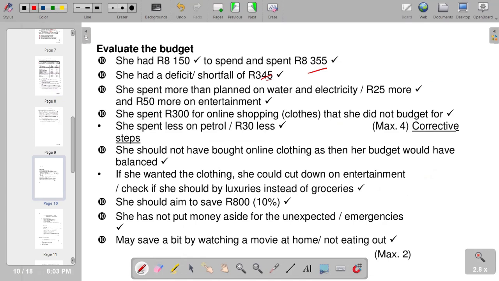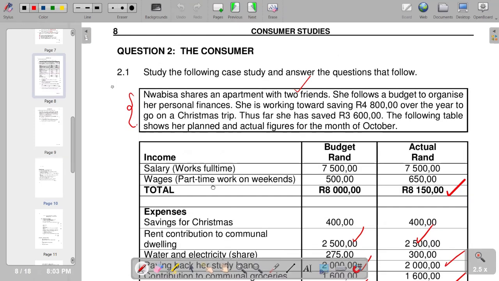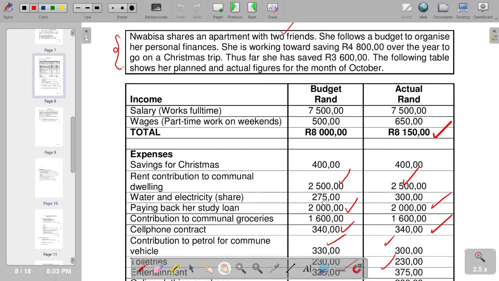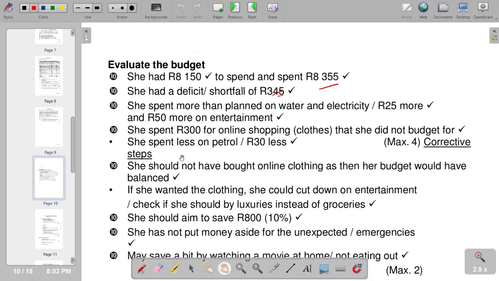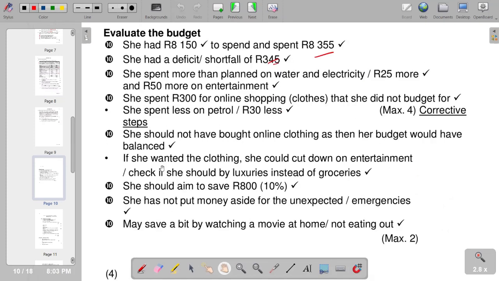So she spent more than planned on water and electricity again, which you can refer to and try to see. Water and electricity. What was budgeted was 275, but what was actually spent on water and electricity is 300, which is more than that. We go again and check the next one. So these are the other points that we can also include in terms of the information that we are given.